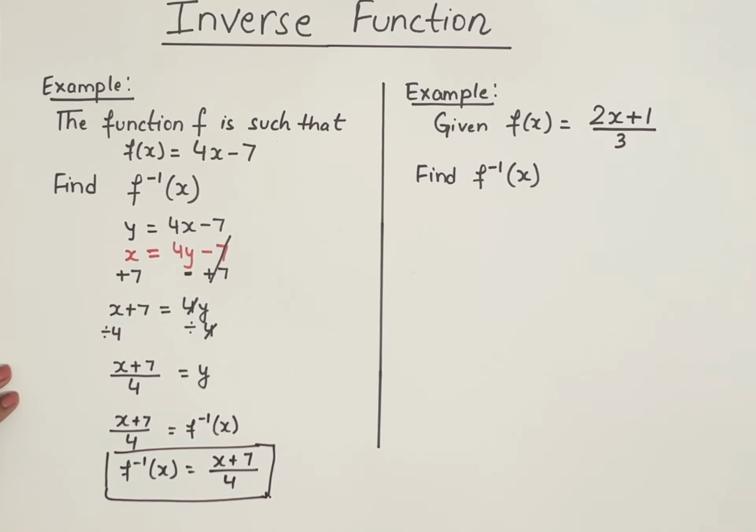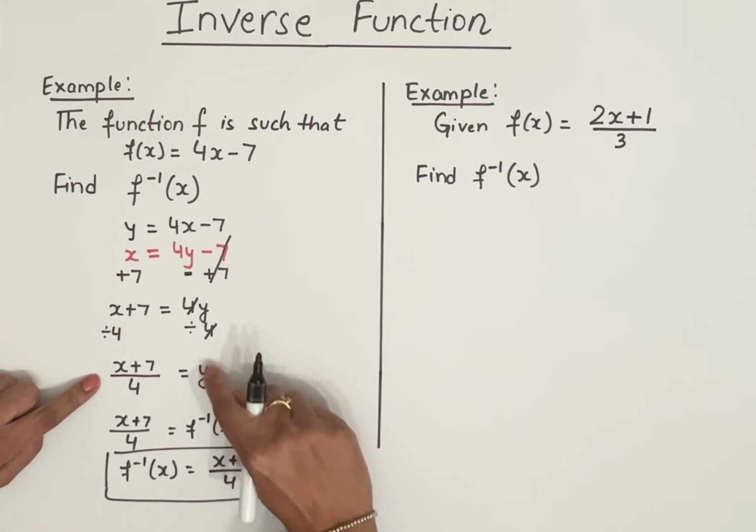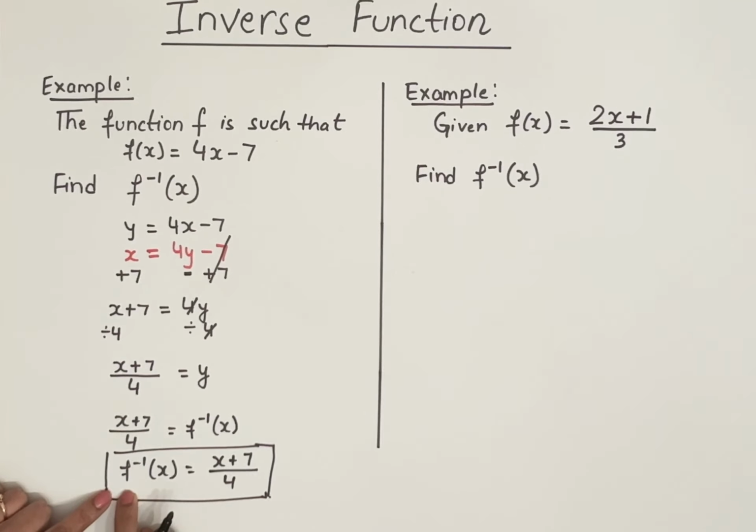Let's have a recap of what we have done. First we rewrite our question in terms of y: y equals 4x minus 7. Then we swapped x and y. And then we made y the subject. And that is our answer. Once we have made y the subject, this subject now is your f inverse.